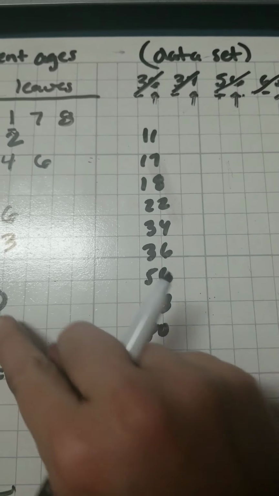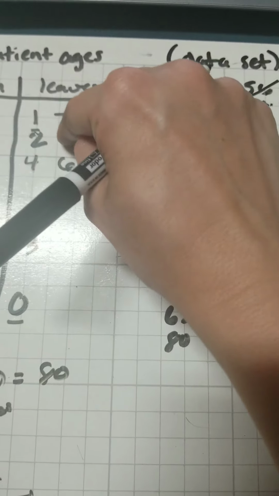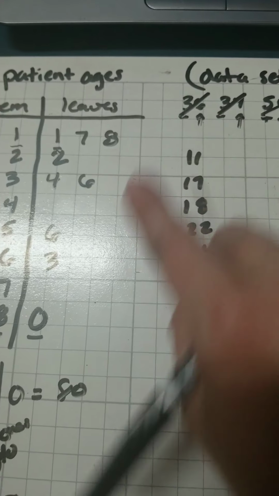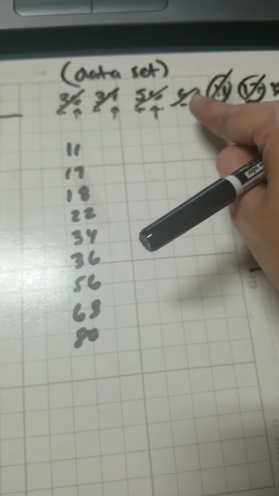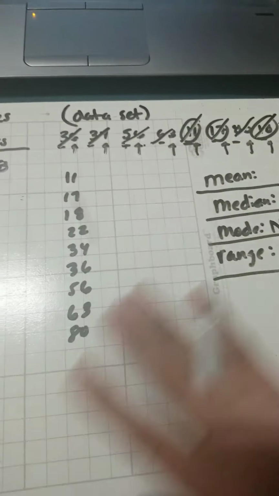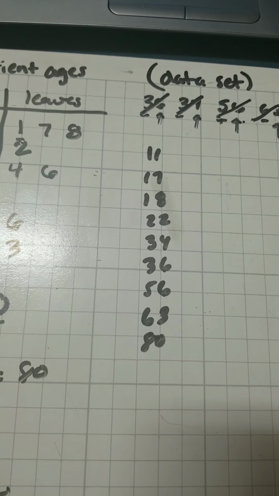Okay, so there is 1, 2, 3, 4, 5, 6, 7, 8, 9 leaves. So there are 9 numbers. I didn't forget any. So I want the number that's in the middle.